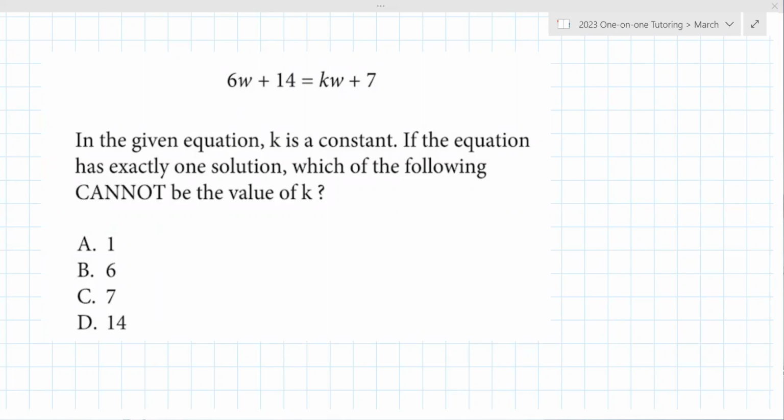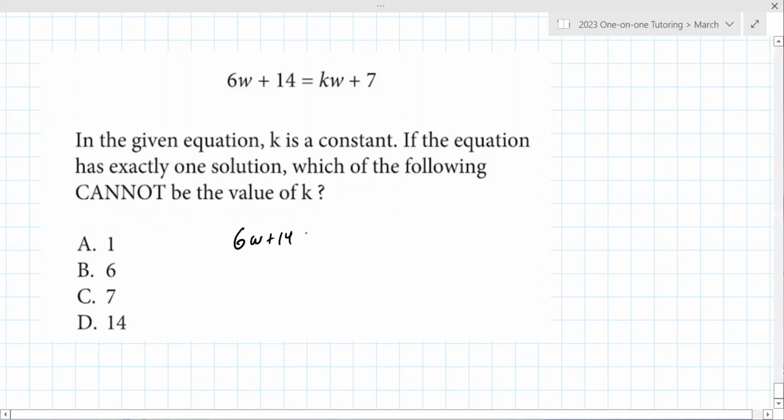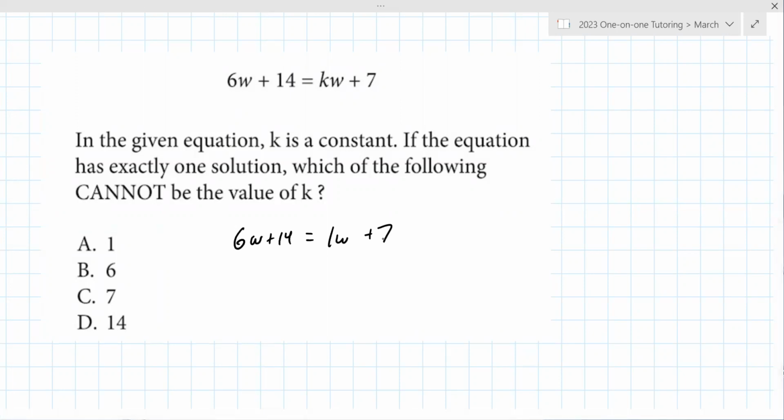How are you doing on this one? I'm struggling a little bit. Okay, yeah, always let me know if you get to a minute or two in and you're like, I don't think I can do this, or I'm not sure. Again, whenever it's a cannot or a not, you look for the ones that work. So with one, it's 6W plus 14 equals 1W plus 7. You don't have to solve this. You just have to decide, is the left side the same as the right side, first of all? Are they the same? No. Okay, so that's a good starting point here.